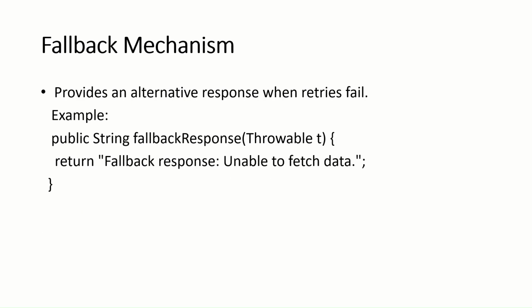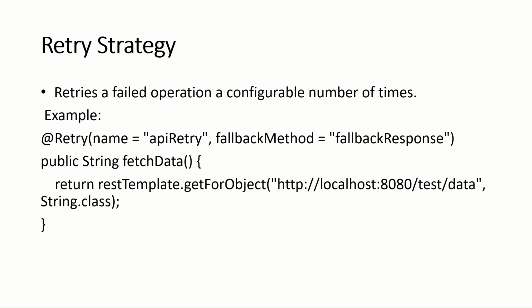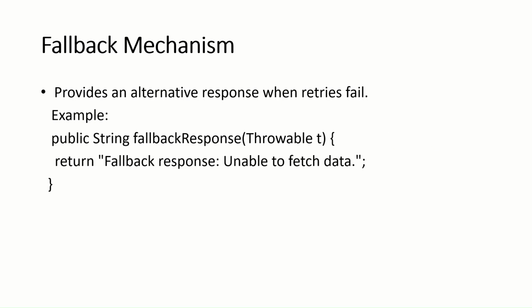Now, the fallback mechanism provides an alternative response when retry fails. So let's say you retried the third-party API call 5 times, and even after that it is not giving you the response. In that case you can call the fallback method, which is the fallback mechanism. Here you can see we created this fallback method, fallback response. We are passing a Throwable t, an object of the exception, and then we can also track why the third-party API call is failing, and we can return a proper response here.